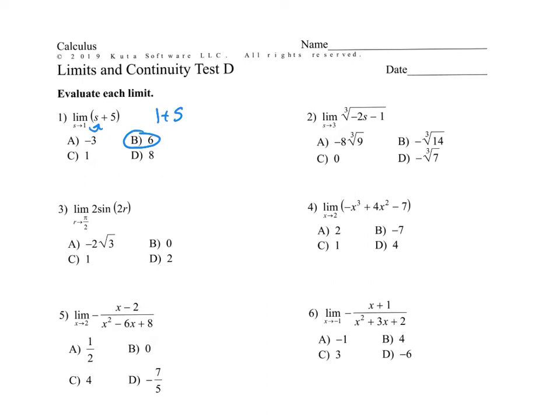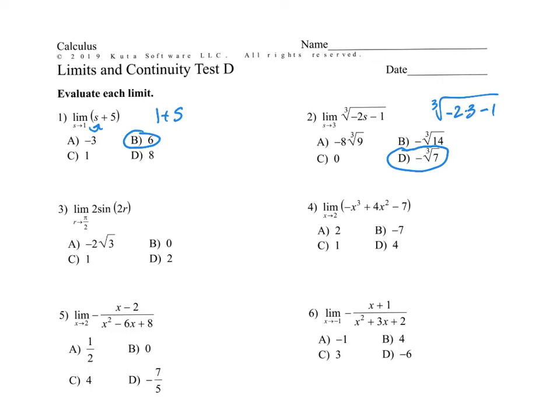In this problem, I'm going to plug 3 in, so I'm going to have the cube root of negative 2 times 3 minus 1, right? And negative 2 times 3 is negative 6 minus 1 is negative 7, so that's letter D. And we're cruising right along. I'm feeling better now. I'm getting some right answers. Oh no, I come to some trig.